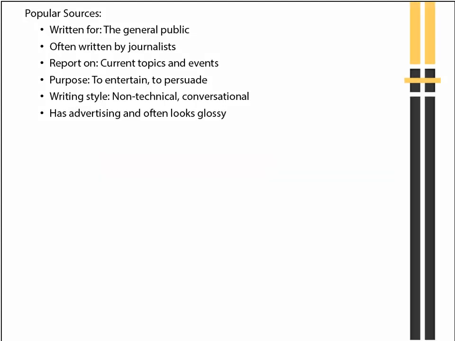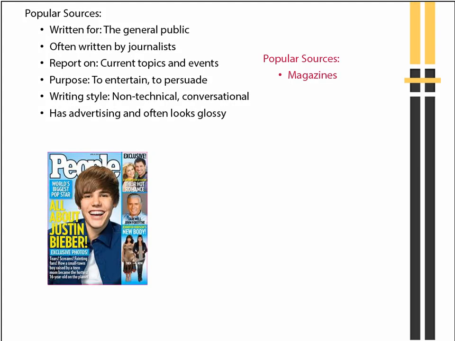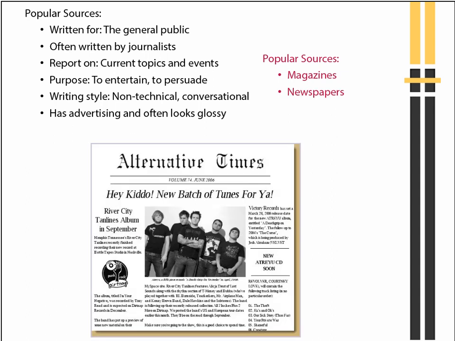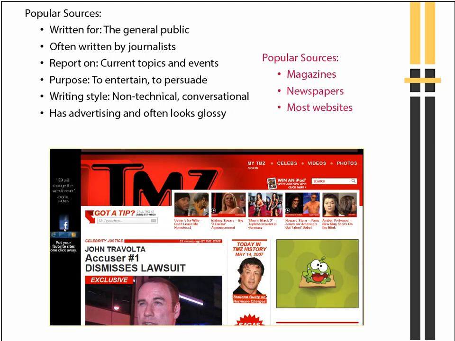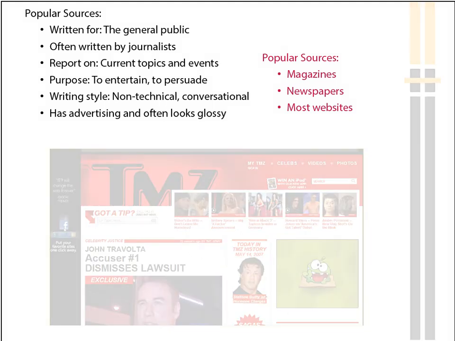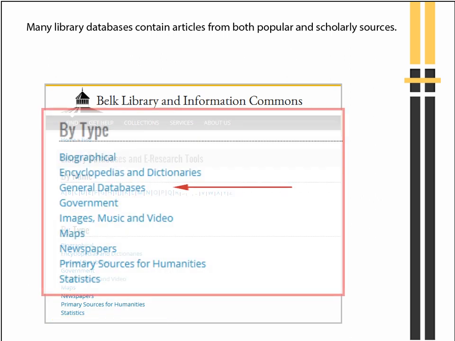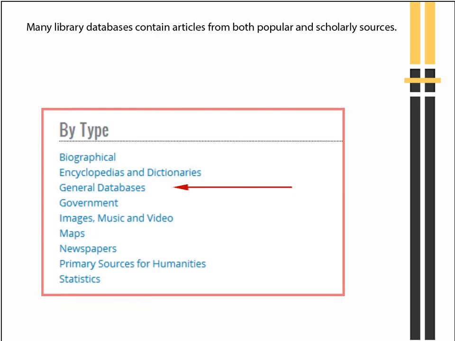You're already familiar with popular sources. They're written for the general public, they're often written by journalists, and they report on current topics and events. Their purpose is to entertain or persuade, and the writing style is non-technical and conversational. Many library databases contain articles from both popular and scholarly sources. When you're looking at types of databases, general databases and newspapers are both going to have popular resources.